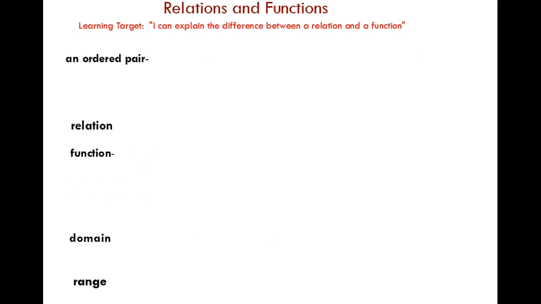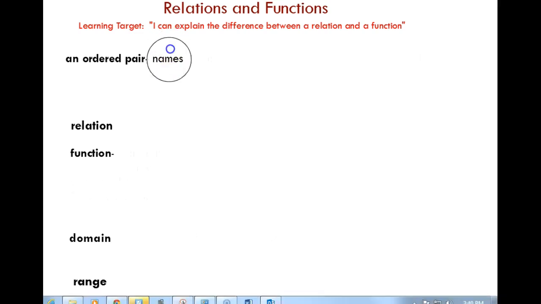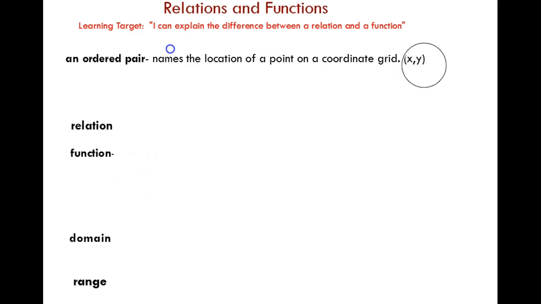So the first thing is an ordered pair, and that's just another name for something you know already, which is a coordinate. It names the location of a point on a coordinate grid, (x, y). Let's say you have the ordered pair (3, 2). You would just go right 3, up 2, and that's your point. So ordered pair is just another name for a coordinate. And I left a lot of room there for some reason.